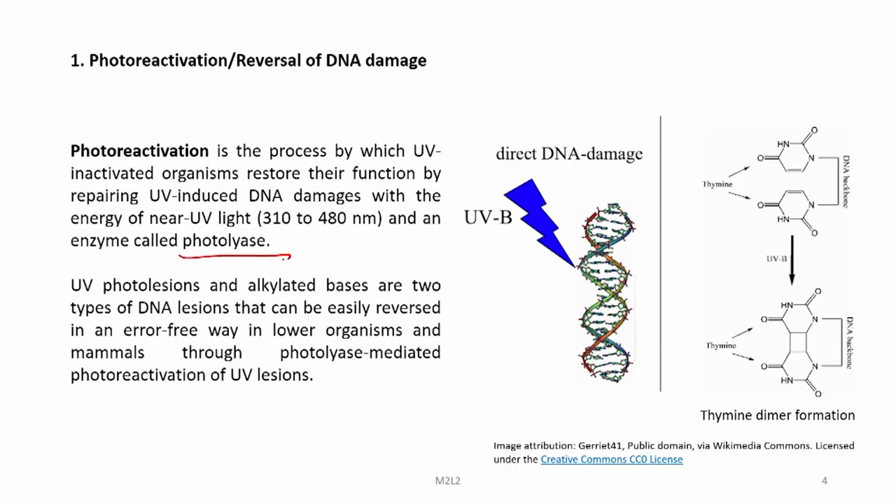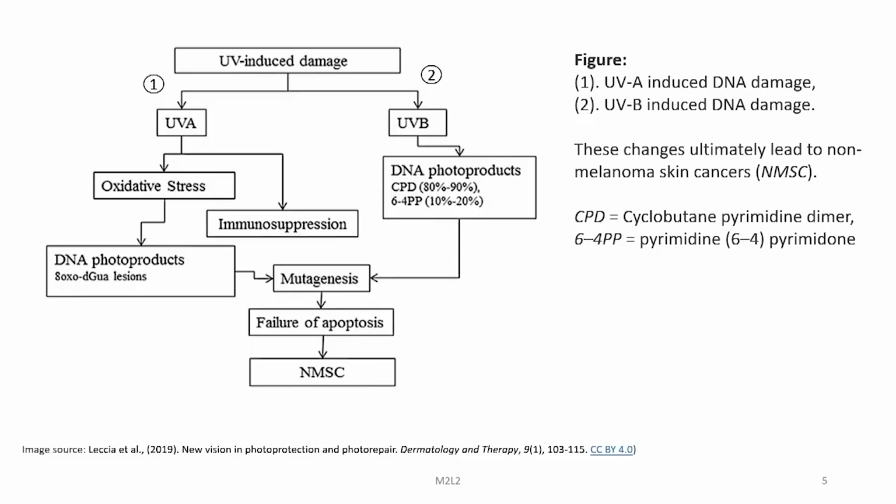called photolyase. UV photolesions and alkylated bases are 2 types of DNA lesions that can be easily reversed in an error-free way in lower organisms and mammals through photolyase mediated photoreactivation of UV lesions. So once the DNA is damaged by UV light, it will create certain lesions, and these lesions are repaired with the help of this enzyme. Now what are the different kinds of UV induced damage?